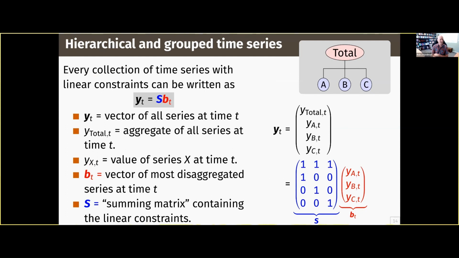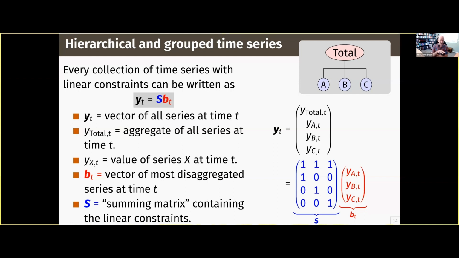So this is the notation you'll see quite a lot. The y bold is a vector of all of the series that you're interested in. The aggregates and the disaggregates all together in the same long vector of series. And the B, the red B here, is the most disaggregated series. So in this tiny little example I've got over on the right-hand side, not a practical example because normally you would have many more series than this, but a good one to start with because it helps us think through the notation.